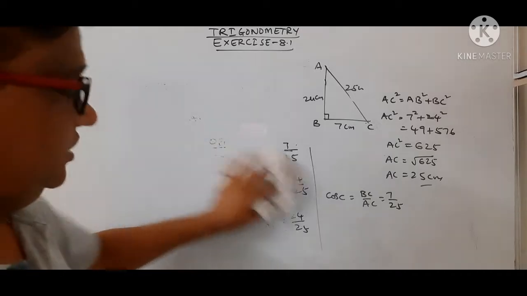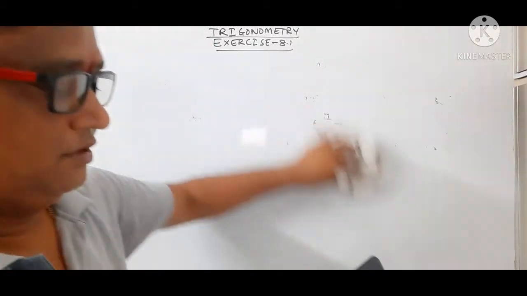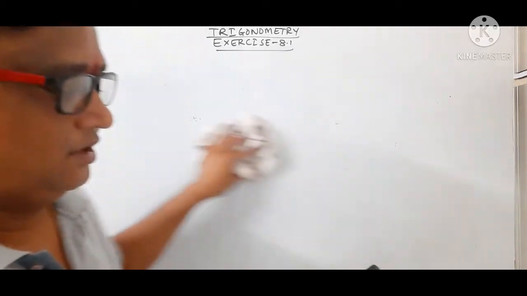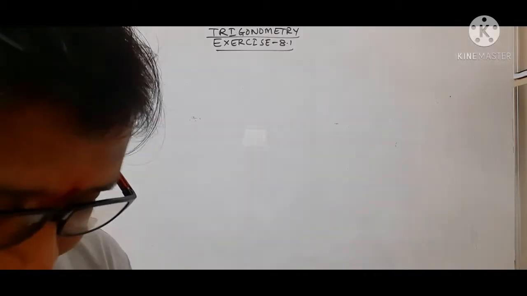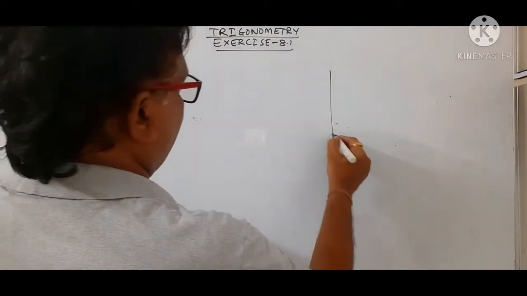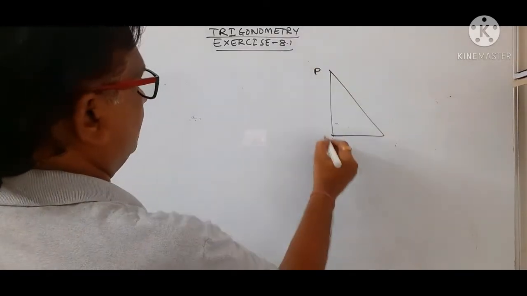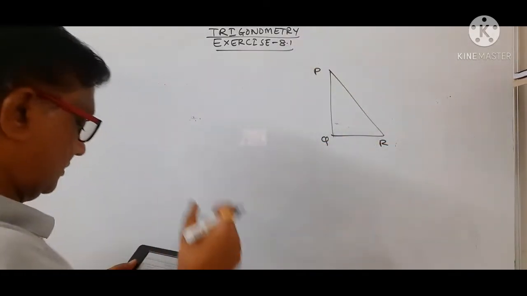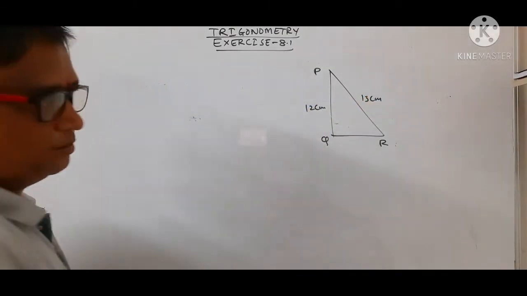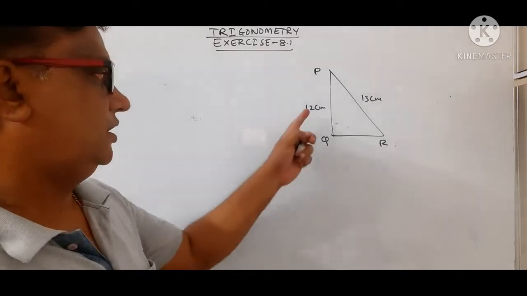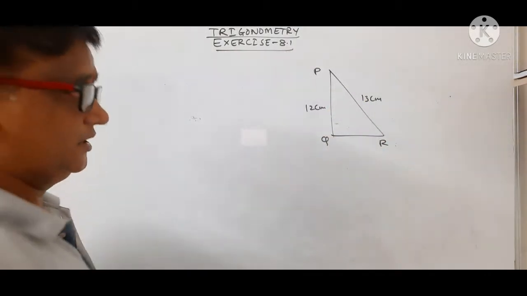And the second question is: in the given figure 8.13, find tan P minus cot R. They have given one figure here, triangle PQR. This is 12 centimeters and 13 centimeters. Remember Pythagorean triplets. Here 12 is there, 13 is there, so 5 will be the third side. You can write it like that also, using Pythagorean triplets.